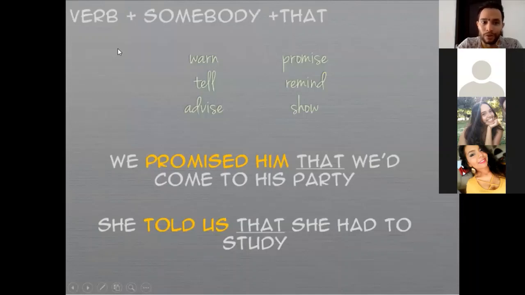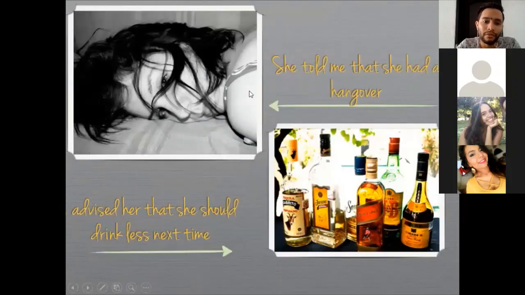Now, we have all the words, right? One more time, but this time not infinitive, but that. We promised him that we'd come to his party. You can also say we promised him to come to his party if you want to. It's also possible. Or she told us to study, or she told us that we had to study. You can use both versions the way you like. It's fine.